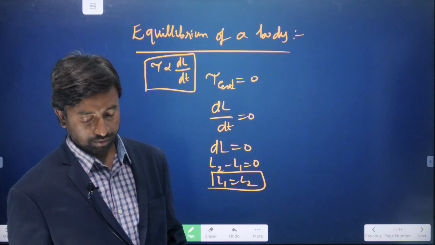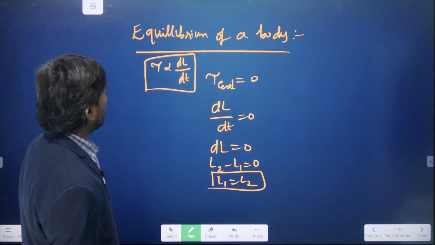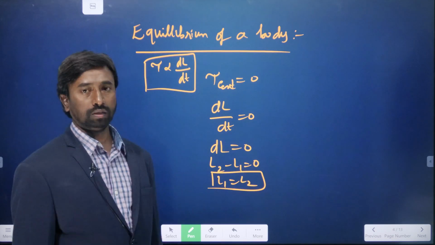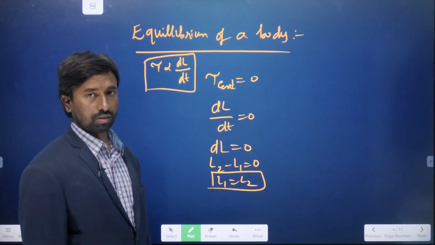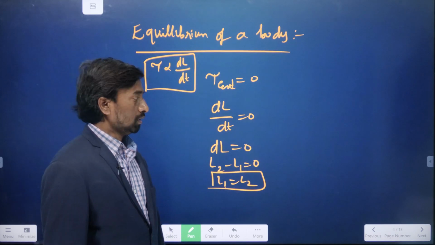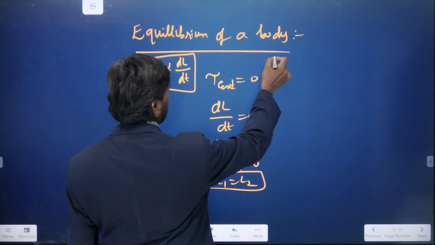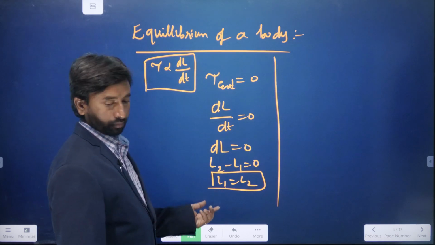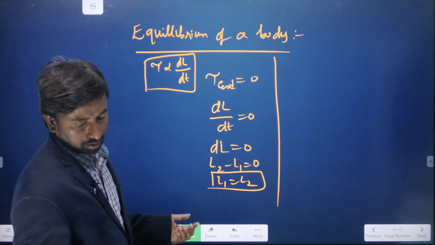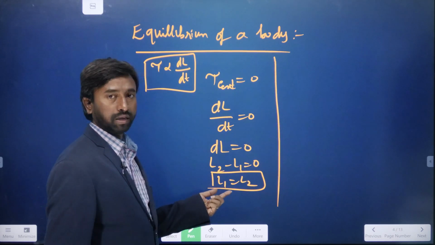L1 is equal to L2, we can add there. So in this condition the body is said to be in the state of equilibrium. Suppose a body is rotating, here the angular momentum will be constant there.